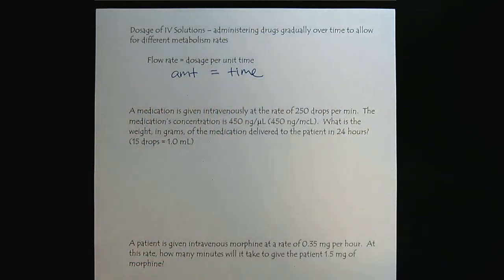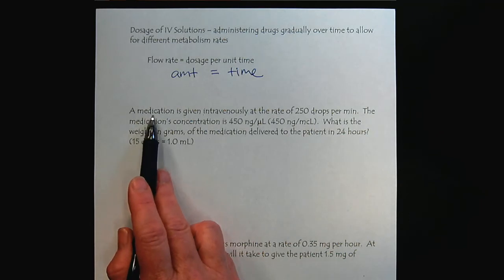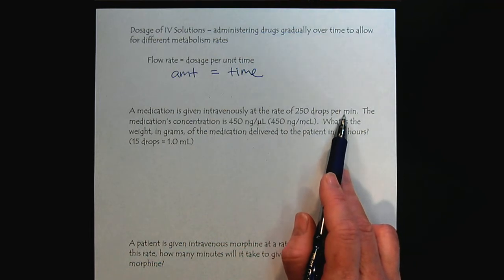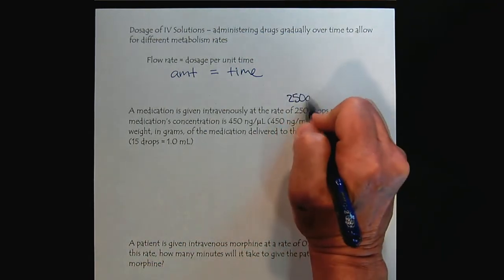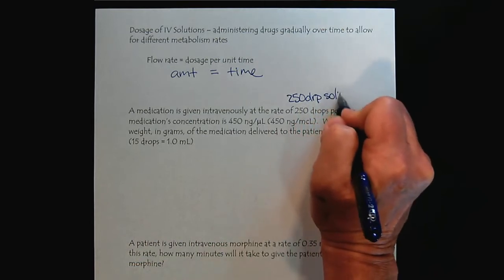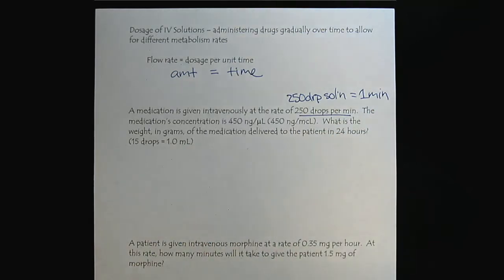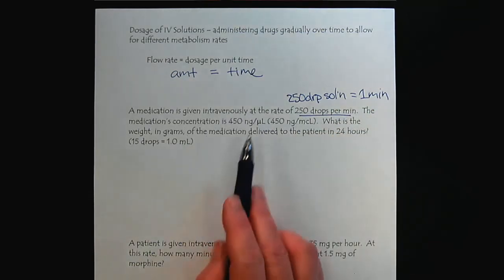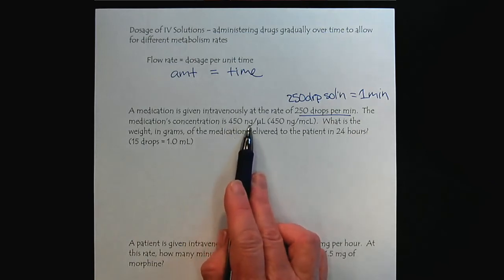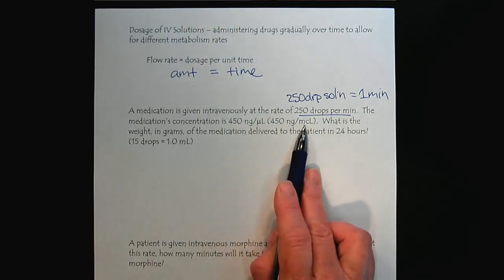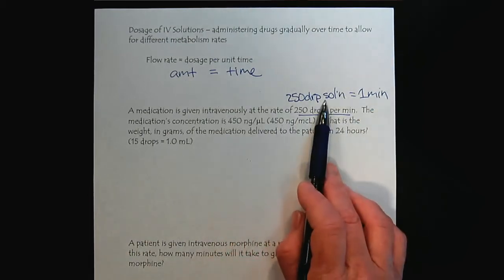And so let's apply this now. So, for example, a medication is given intravenously at a rate of 250 drops per minute, right? So there's 250 drops of a solution every minute. So that's what this statement's telling us. The medication's concentration is 450 nanograms per microliter. And I've written it both ways to remind you that the micro symbol can also be written as MC. All right? So now this gives us information about the solution.